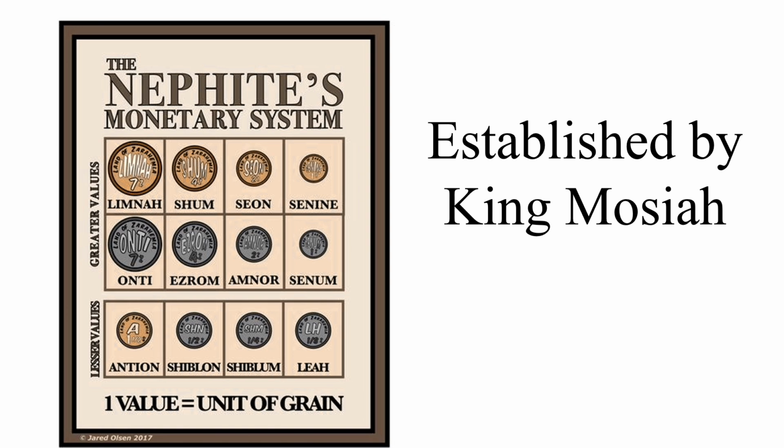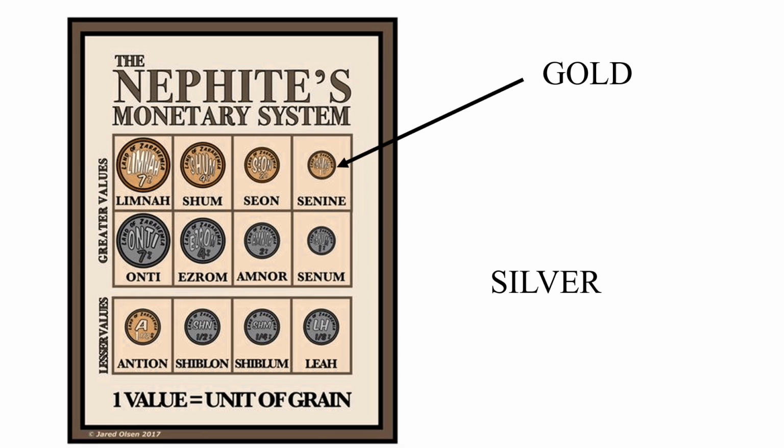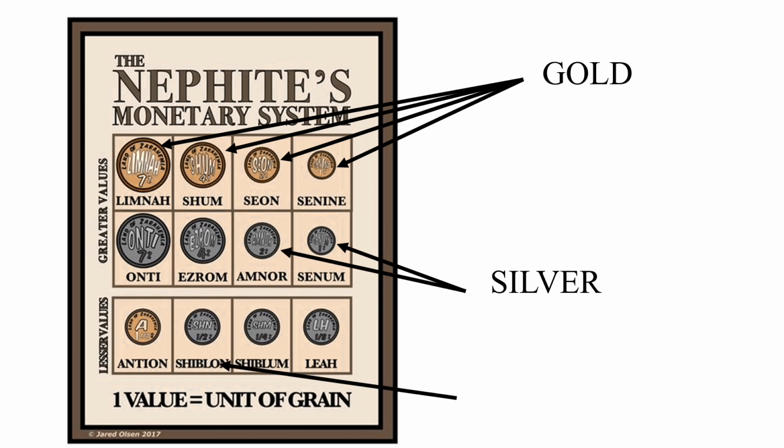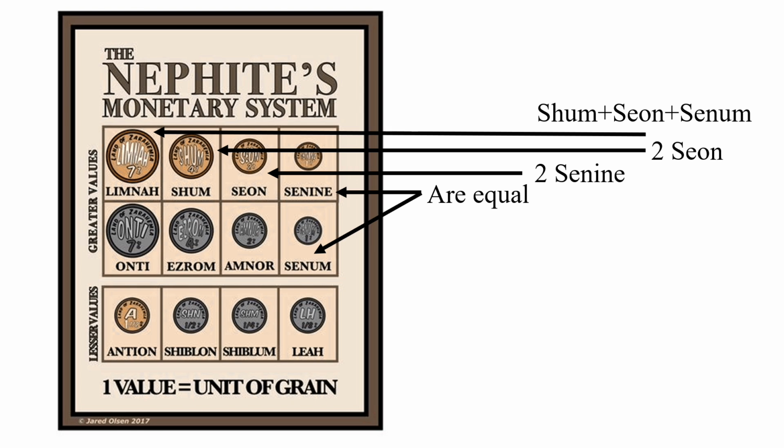First of all, you got the gold section, the greater values. You got a senine of gold, a seon of gold, a shum of gold, and a limnah of gold. And then you got a senum of silver, an amnor of silver, an ezrom of silver, and lastly, an onti of silver. And then you get some of the values involved here. A senum of silver is equal to a senine of gold. You can see those two are equal.